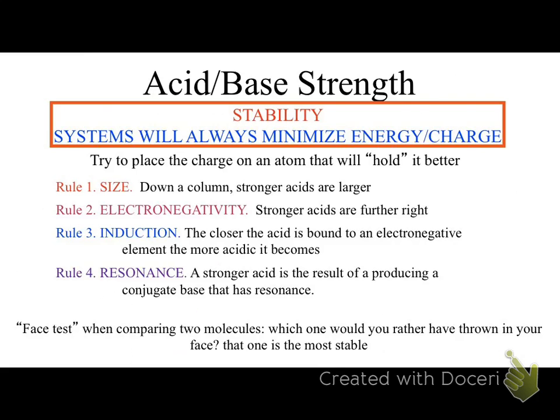Acid and base strength, we came up with those 4 rules. The 2 most important ones are the first 2, size and electronegativity. The other ones are important as well. We just won't see them quite as often. So make sure you're aware of them.